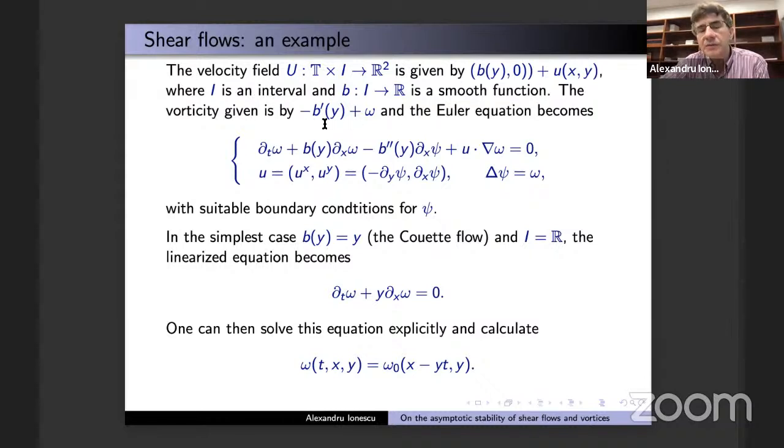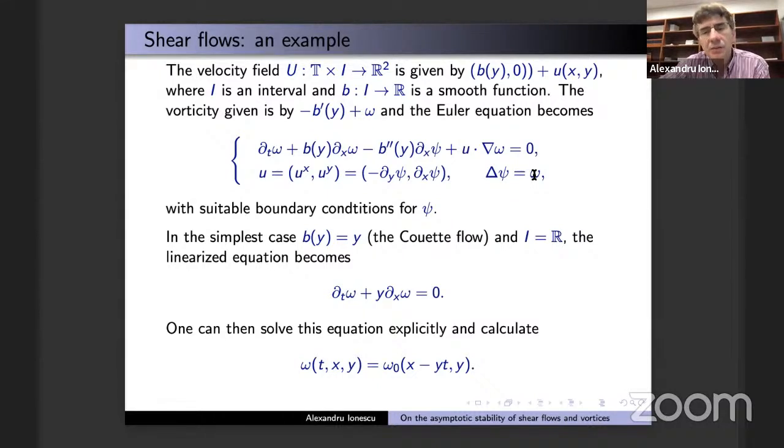One can look at the perturbation. If we write this equation at the level of the vorticity, looking at the vorticity of the form minus b prime of y, which comes from the shear flow, plus omega, so omega now becomes the primary variable, this vorticity deviation, then the Euler equation becomes this system. It's dt omega plus b of y dx omega minus b double prime of y dx psi plus u times grad psi equals zero. The last part is the nonlinear part. And u is recovered as before from the stream function: psi is recovered by solving delta psi equals omega, and then u is recovered by taking derivatives of psi.